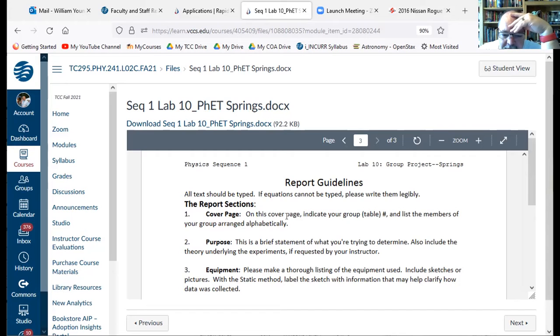The purpose: you're going to make a brief statement of what you're trying to determine and also include the theory underlying the experiments. I'm saying, yes, you do that. Okay. So you want to give a brief introduction to the static method and Hooke's law.